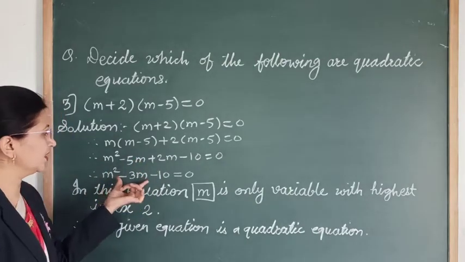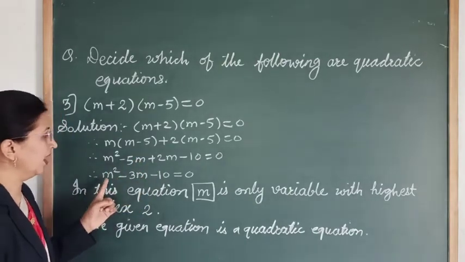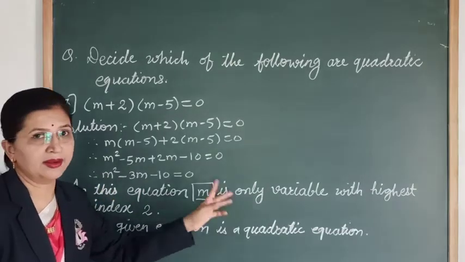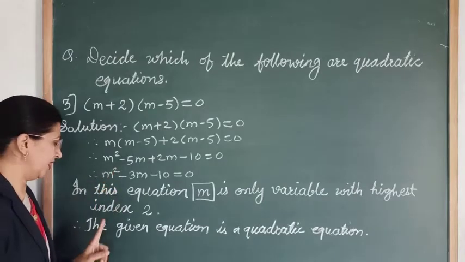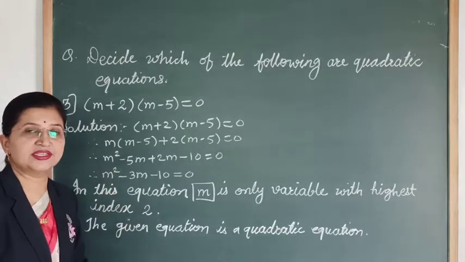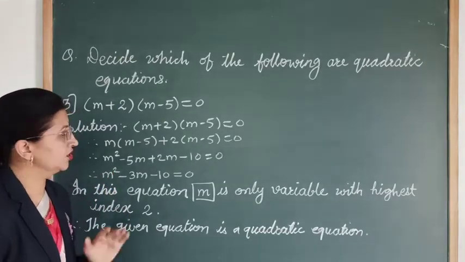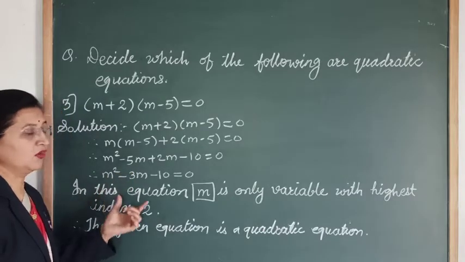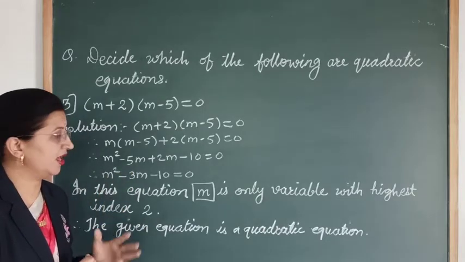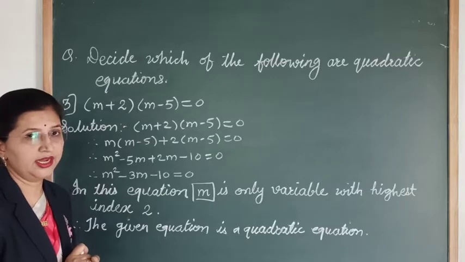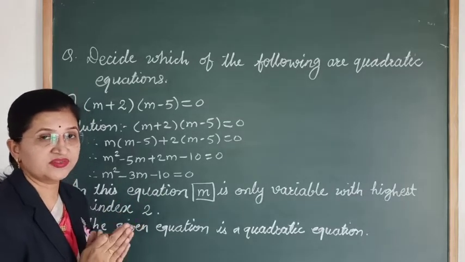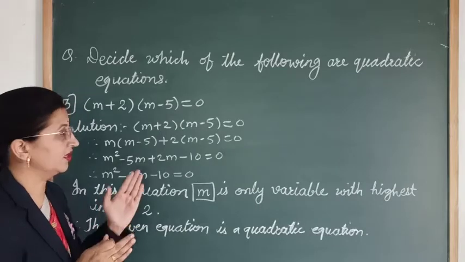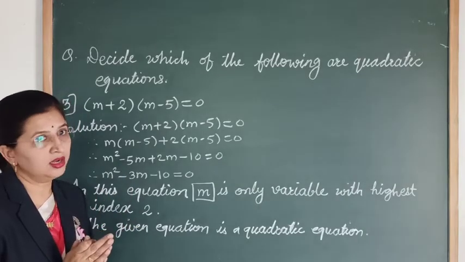Now dear students, you can see here in this equation, m is the only variable with the highest index 2. Okay, that's why the given equation is a quadratic equation. So in this way, we have to answer such a question for 1 mark. We are asking such a question. Okay, so I hope it's clear to you how to answer the questions when we ask to identify whether the given equation is quadratic or not.